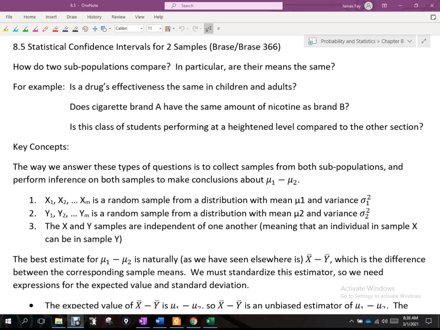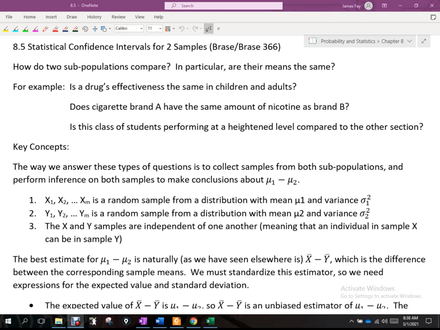All right, so asking the question, how do two subpopulations compare? I see down there it says key concept. The way we answer these types of questions is obviously going to collect samples from both subpopulations, okay? And then we perform the inference testing on those samples and make conclusions about mu sub 1 minus mu sub 2.